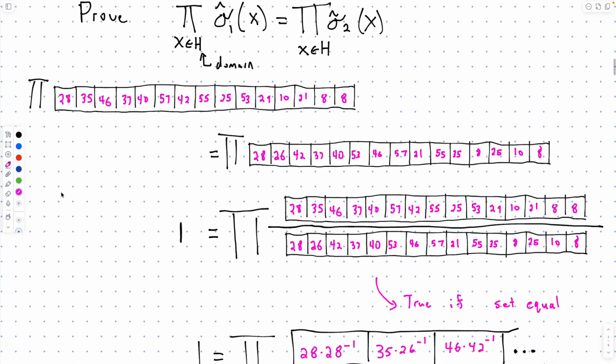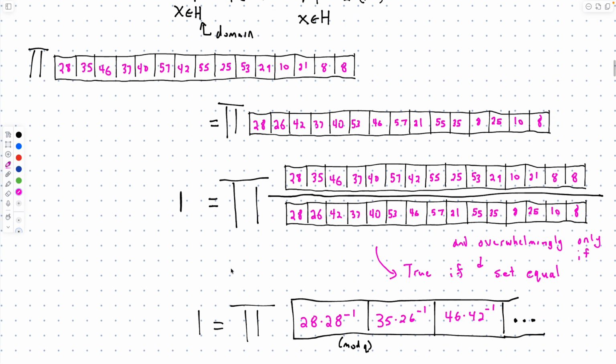Okay. So why don't I write here overwhelmingly only if they're set equal.